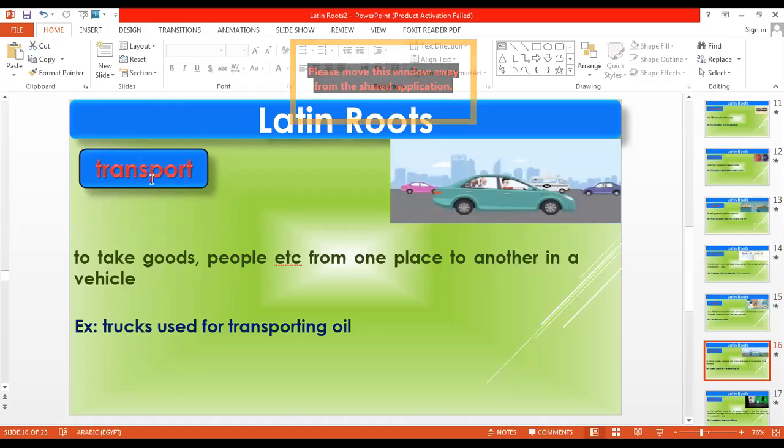Transport. Look at the picture. If you transport something or people, you take goods or people from one place to another in a vehicle. So this driver transports these people to another place. Transport means to take something from one place to another place in a vehicle, and vehicle means a car or a truck. Trucks used for transporting oil.